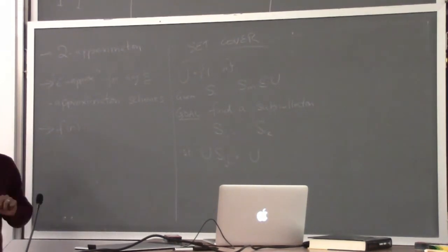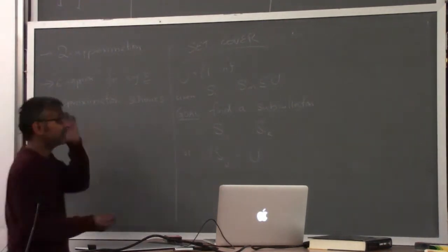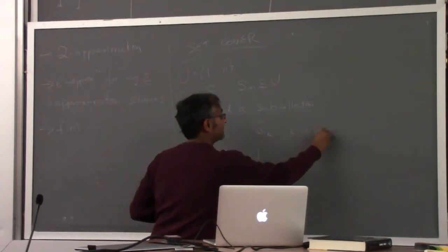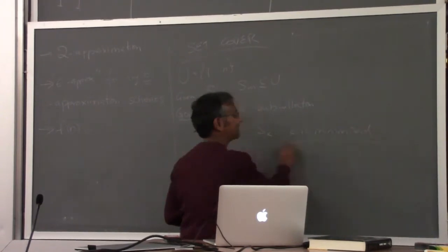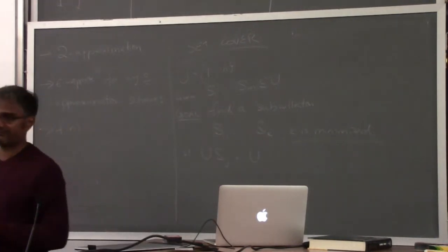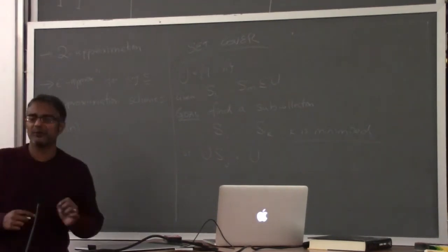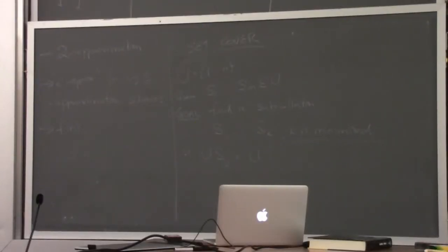But we still want to solve it. So what should we do? How do you find a cover? So I should say K is minimized. Otherwise it's easy. I want to find the smallest cover. So I gave you an algorithm which is a two approximation of vertex cover, right? It said take an edge and take both its endpoints. That would give you a two approximation.